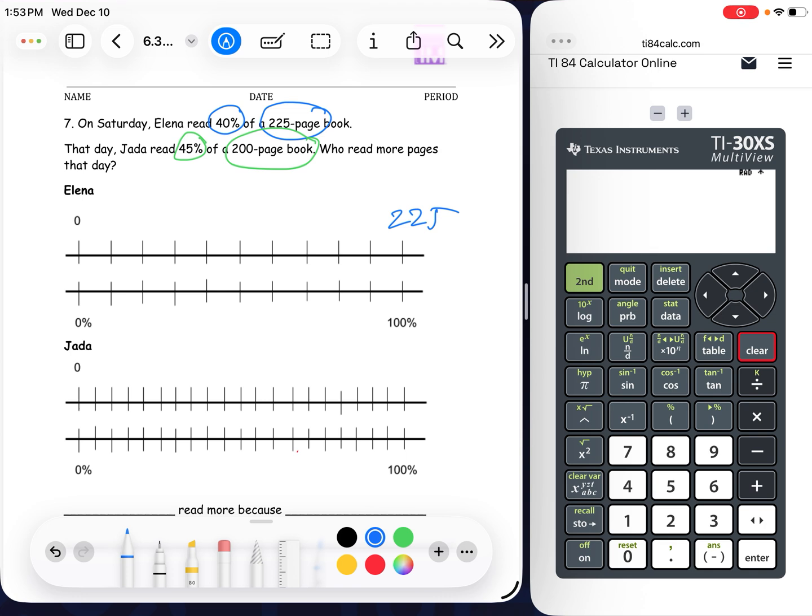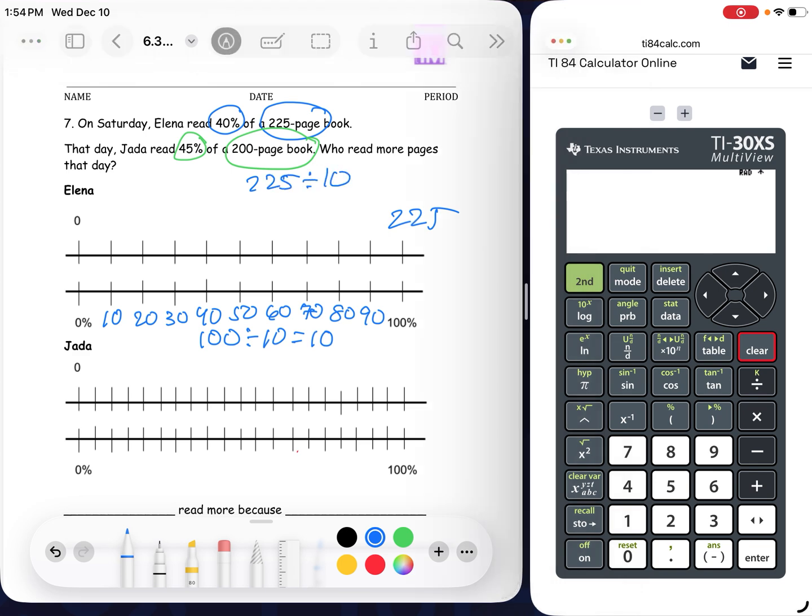It's by skip counting by tens, right? 10, 20, 30, 40, 50, 60, 70, 80, 90, 100. And then I'm going to be thinking to myself, what did I have to divide that by? 100 divided by what equals 10? 100 divided by 10 equals 10. Split it up into 10 sections. So I've got to do the same thing to the other side. 225 divided by 10 is 22.5. So I'm going to skip count by 22.5.